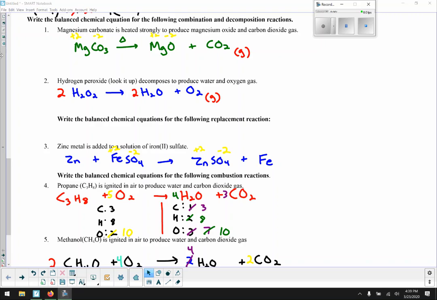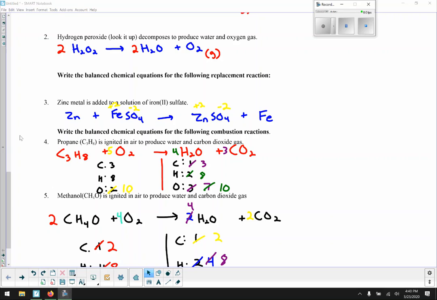Hydrogen peroxide, I figured you could look it up. Hopefully some of you actually did, which is H2O2 decomposes to produce water and oxygen gas. So it's H2O2, it decomposes, so just an arrow, and it produces H2O and O2. Again, it says gas, so I put the little G there.